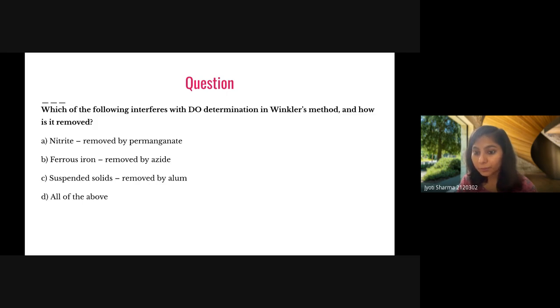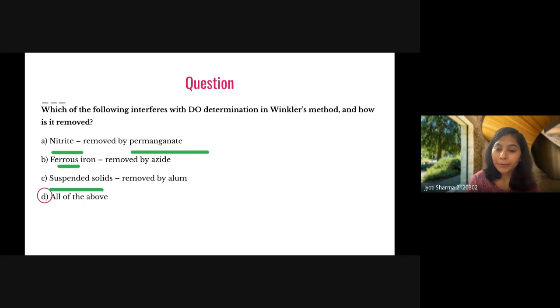Okay, so Venkateshwara and Mithur gave me D answer. So yes, we may have nitrite, we may have ferrous iron, we may have suspended solid in the water along with the dissolved oxygen. Then we have to add permanganate so that we can remove the interference of nitrite. We have to add azide so that we can remove the interference of ferrous iron, and then alum to remove the interference of suspended solid. Okay, so that's why D is the right answer.